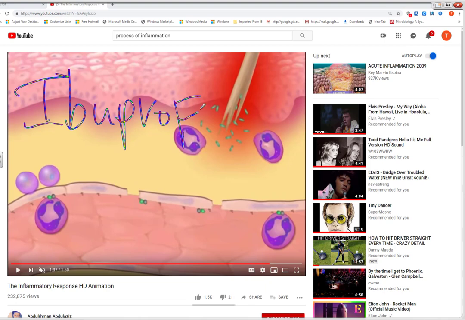Ibuprofen prevents the synthesis of prostaglandins by white blood cells. The prostaglandins released by the white blood cells cause inflammation. They cause pain, and they cause fever. That's why ibuprofen can be used as an anti-inflammatory, an analgesic, which reduces pain, and an antipyretic, which reduces fever.